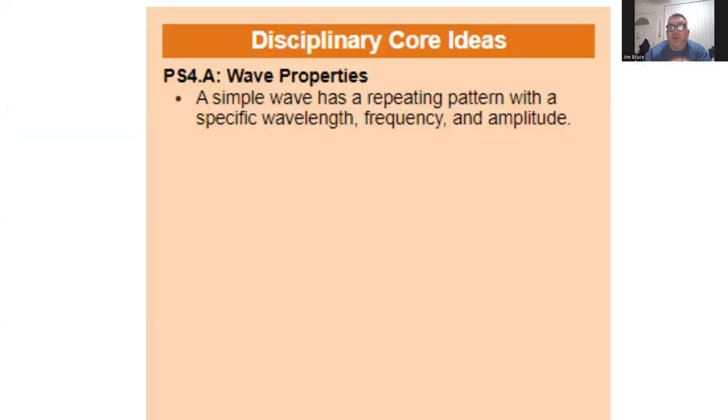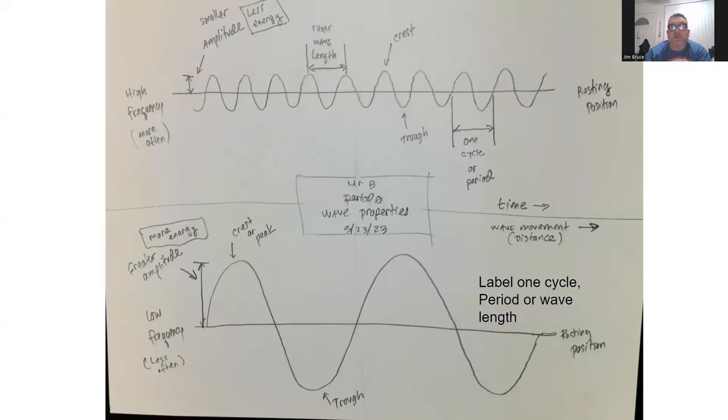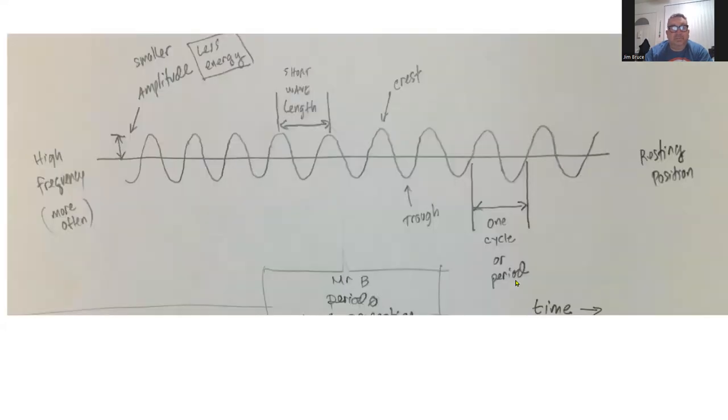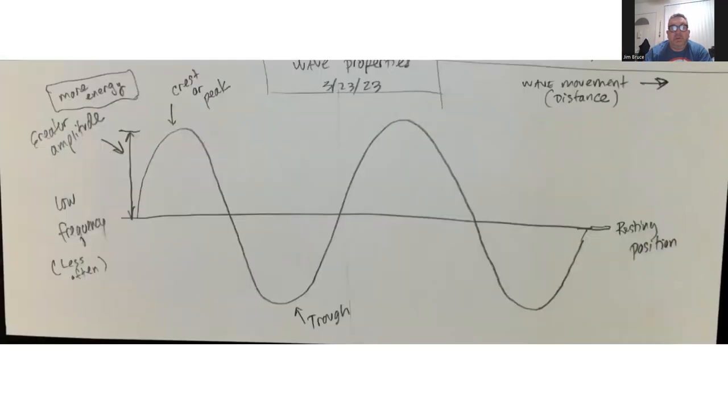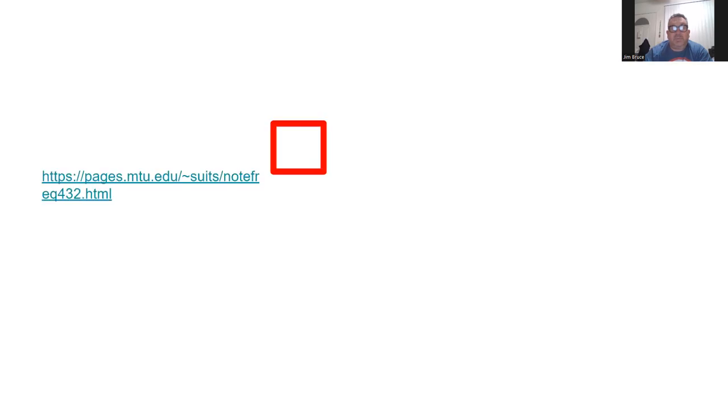Our primary core, our disciplinary core idea, is that a wave is a simple repeating pattern with a specific wavelength, a frequency, and an amplitude. Now remember, amplitude is the energy component. This is the drawing that you were to have done yesterday, and you additionally needed to label one cycle, period, or wavelength. This is the top half of the drawing exploded, and the bottom half of the drawing exploded.